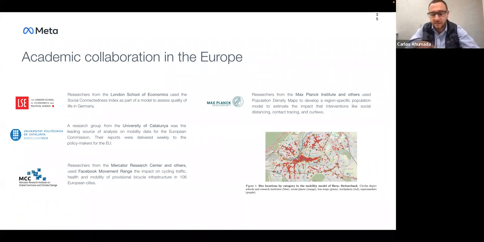And finally, just as another example, we have plenty of collaborations with universities across the world, but one final example that I want to highlight here is the collaboration that we have done with the Max Planck Institute, which used the population density maps to develop a region-specific population model to estimate the impact that interventions like social distancing, contact tracing, and curfews have in the context of the COVID-19 pandemic.